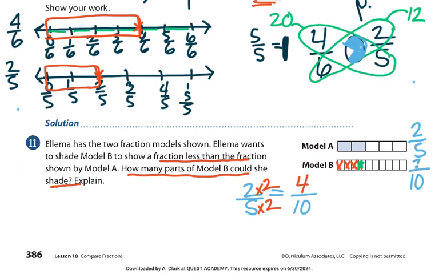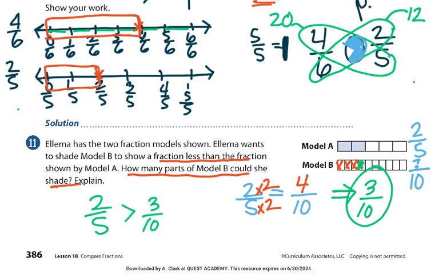We're going to get rid of that one. So the answer would then change into 3/10. That would be what she would draw. So 2/5 is greater than 3/10. You could also do 2/5 is greater than 2/10. You could also do 2/5 is greater than 1/10. Any of those are correct answers.